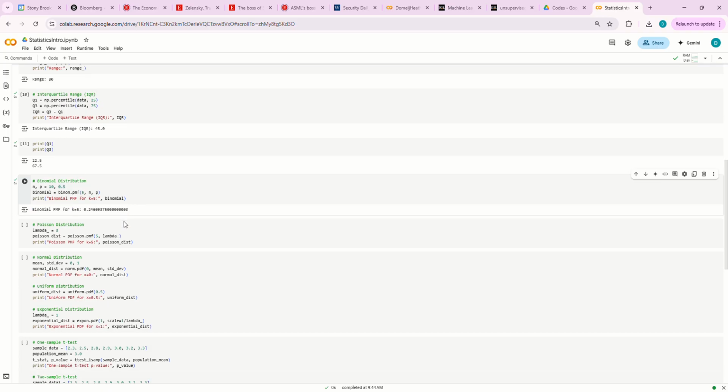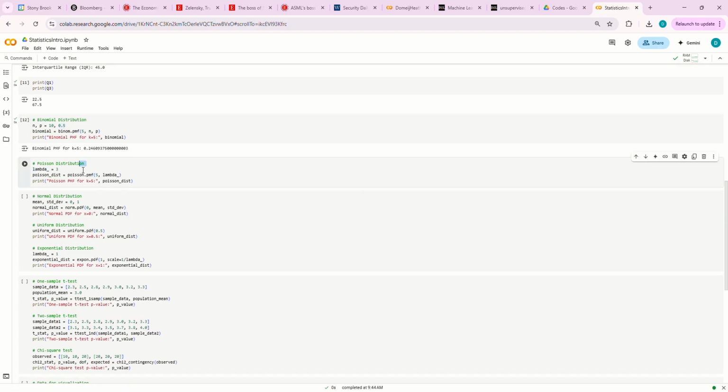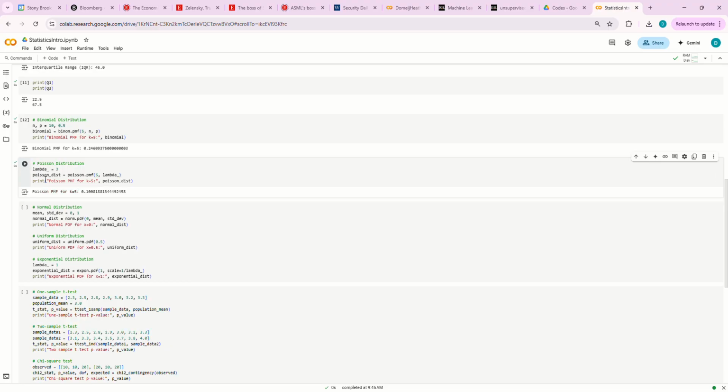chance of exactly 5 successes. Poisson distribution, we have our parameter lambda, and now we want to get the same for 5. So with k equals 5 number of successes, with a lambda of 3, the Poisson distribution gives this probability. Normal distribution, we have a standard deviation of 1, mean of 0, so this is a standard normal distribution. We're going to take the normal PDF with the mean and standard deviation. We're going to print the PDF of 0.